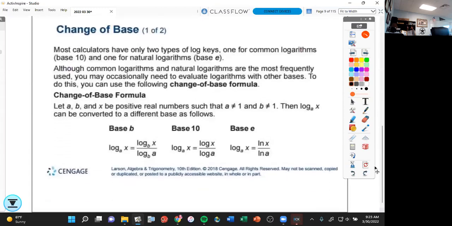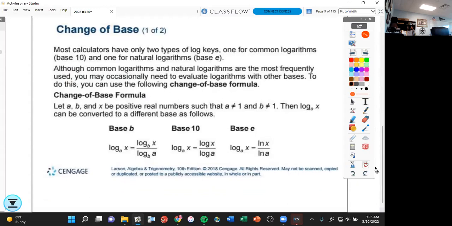So change of base. Change of base is pretty simple. If I have log base A of X, look at it. In relation to the X and the A, which one's high and which one's low? X is above the A, right? So to change that to base 10, I would write the top one, log X, divided by log A. That's it. I changed the base.